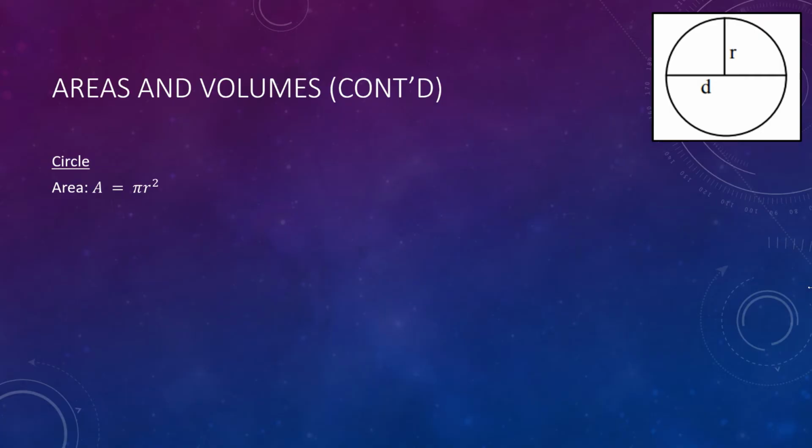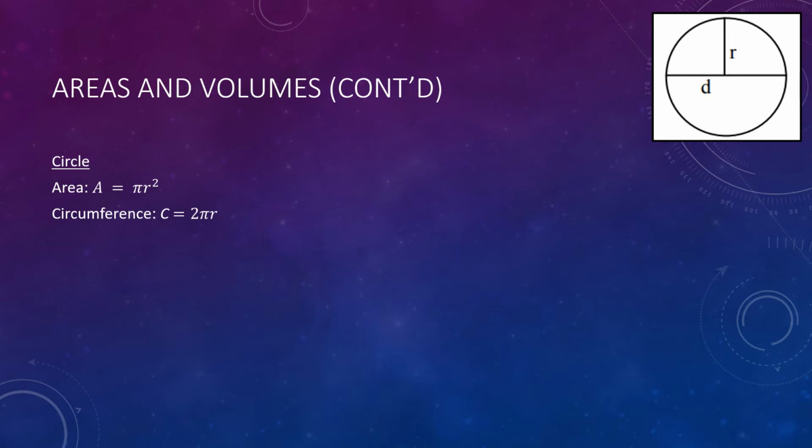Just for added information, I'm also going to throw in circumference, even though the title of the slide is areas and volumes. Occasionally, you will have to find the circumference of a circle as well, which is just 2 pi r. And note, the definition of circumference is the outer perimeter of the circle. So it's the length along the outside of your circle.